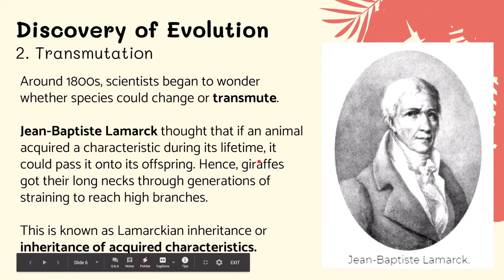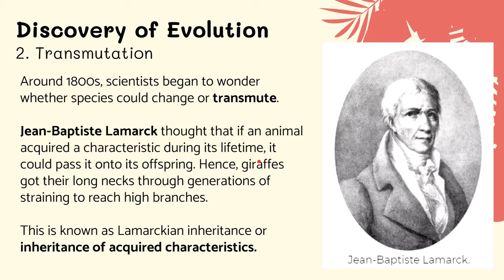Around the 1800s, scientists began to wonder whether species are really fixed or whether they could change or transmute over time. They started to doubt if the fixed species or immutability of organisms were actually true and enough to explain the nature around them. One of the first scientists to challenge fixed species was Jean-Baptiste Lamarck. He thought that if an animal acquired or gained a characteristic during its lifetime, it could pass it on to its offspring. So that was his first idea.